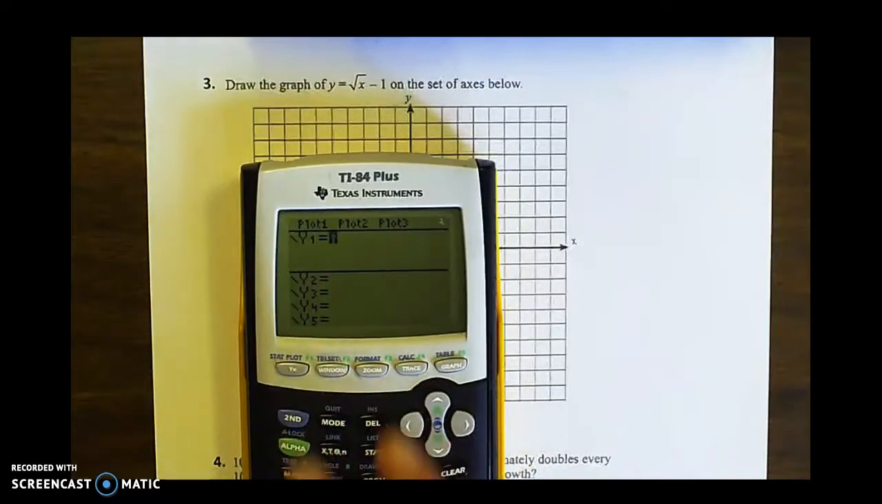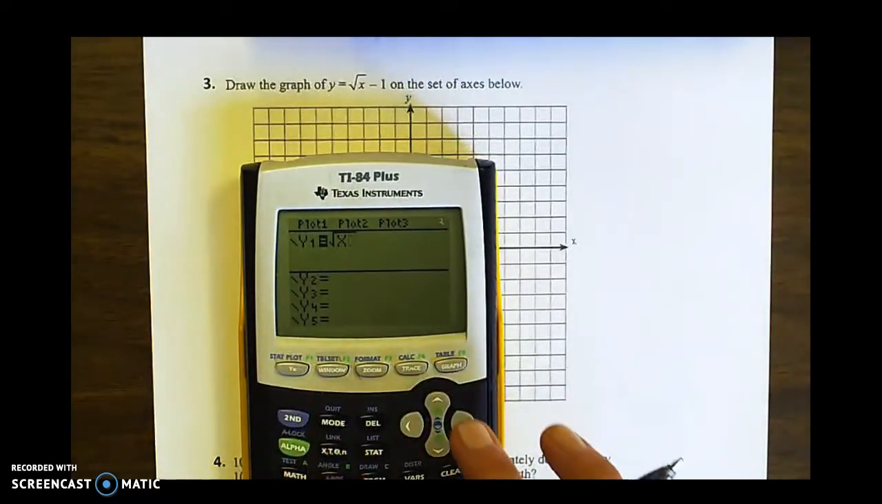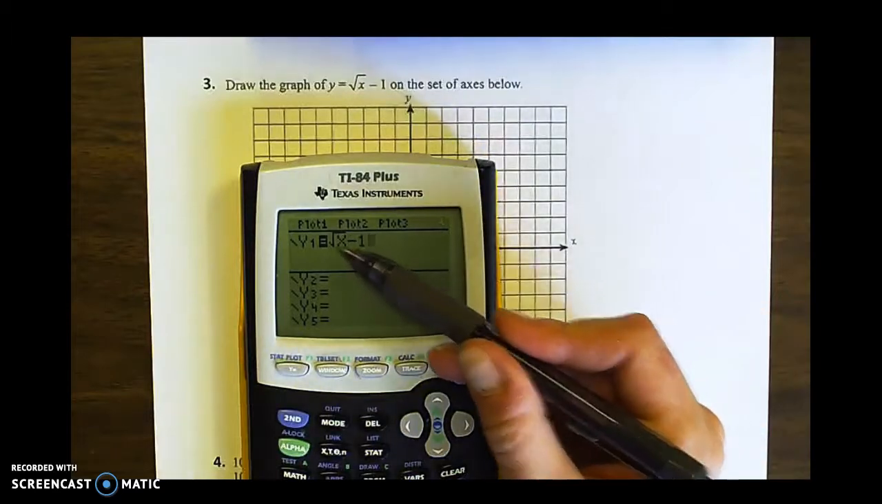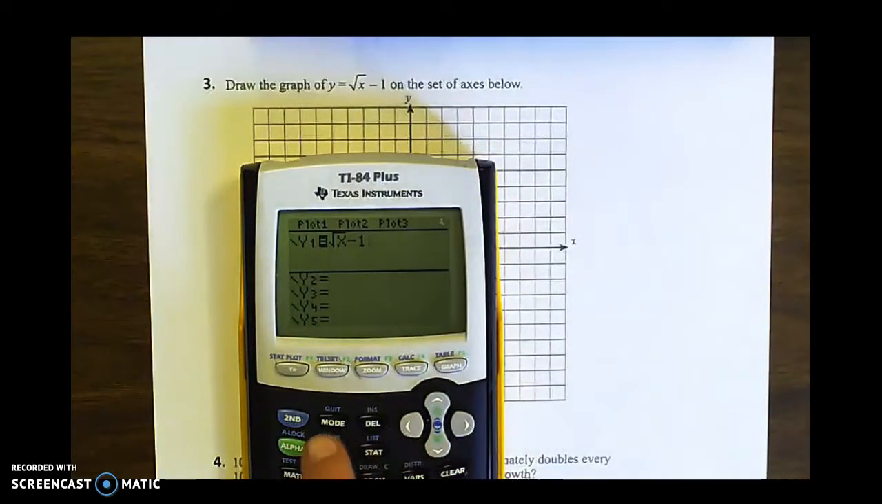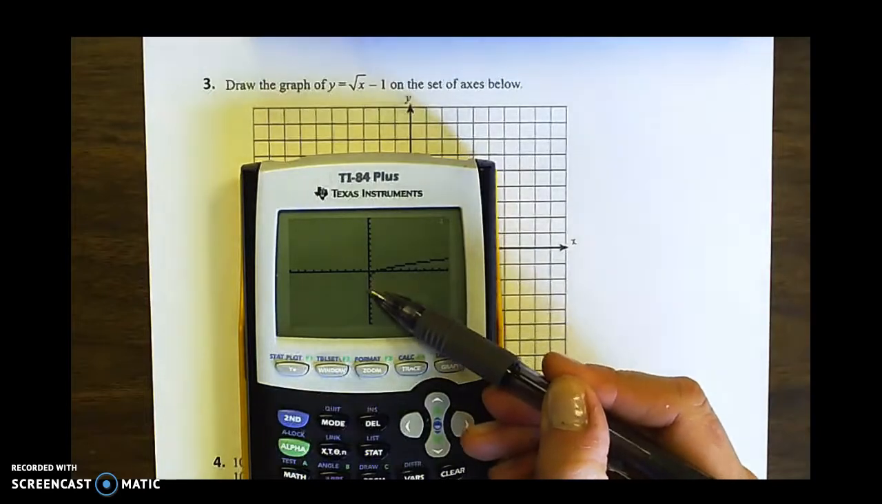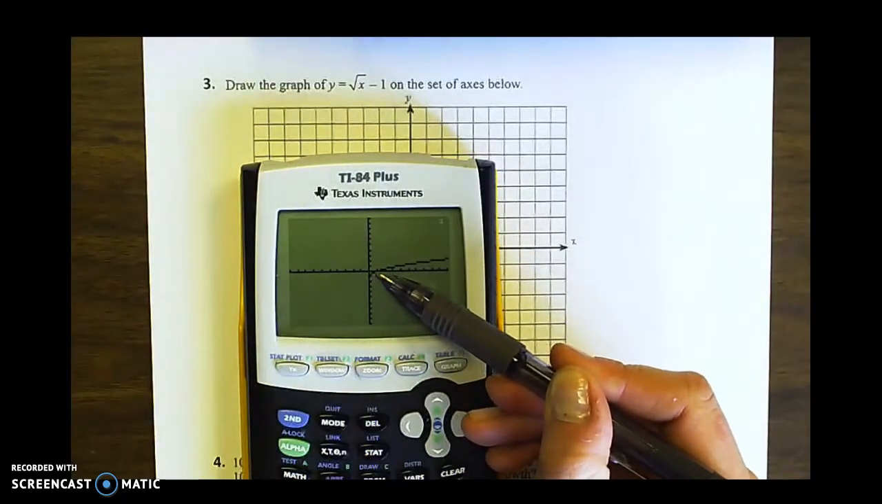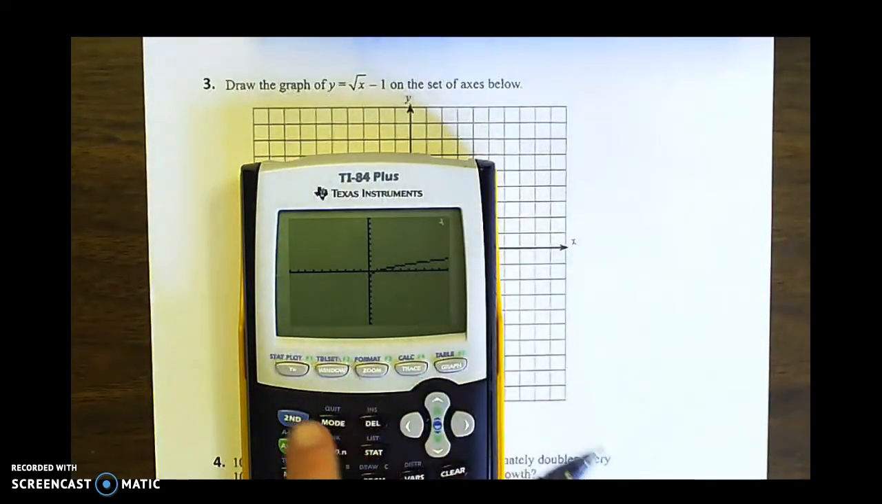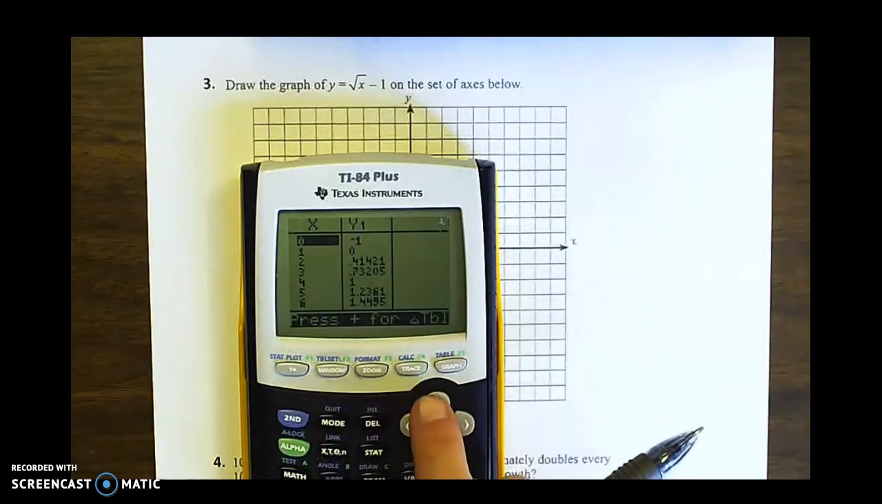I'm going to go square root of x, use my over arrow, and then minus 1. Make sure that minus 1 is not underneath the square root symbol. Then I'm going to hit graph. Ooh. So it looks like it stops right here at the x-axis and gradually goes up. So I'm going to go to my table of values now.